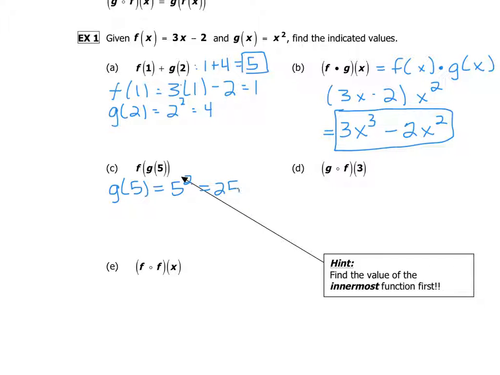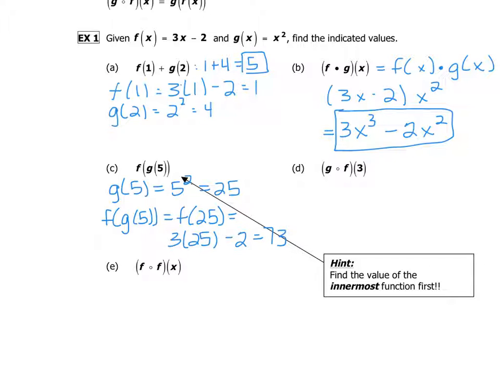So now what we are doing is we're taking this 25 and we're going to put it inside the f function. So we are really looking for f of g of 5 equals f of 25. And that's going to equal 3 times 25 minus 2, and I think that gives us 73.